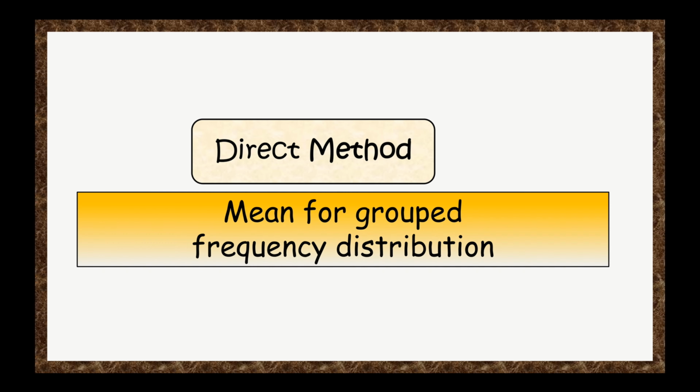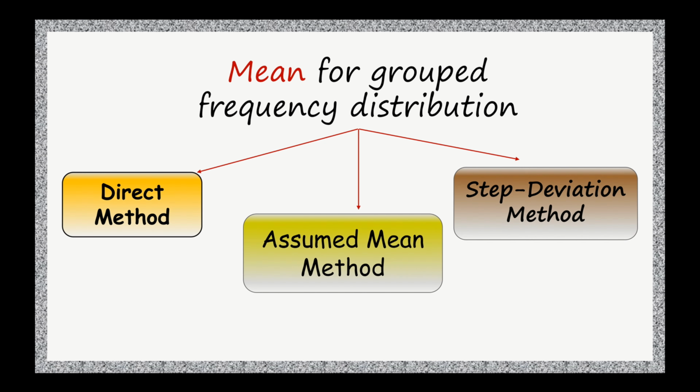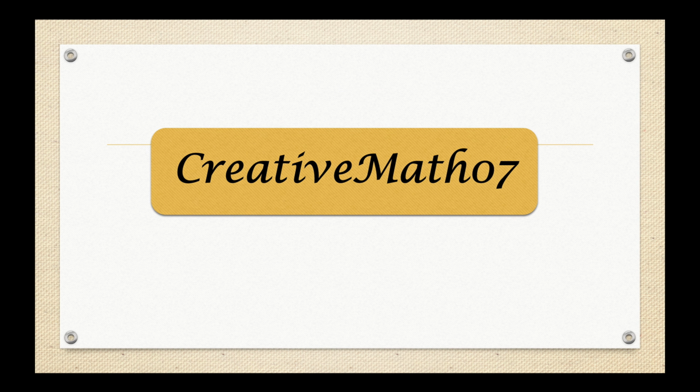In this video, we explored how to calculate mean for grouped data by using the direct method. We broke down the steps clearly, making it easy to follow. In the next video, we will introduce the assumed mean method, which provides an alternative approach.